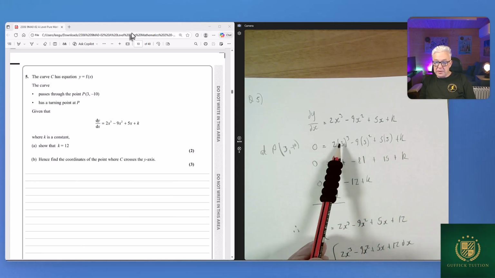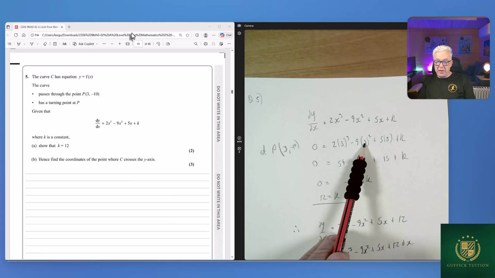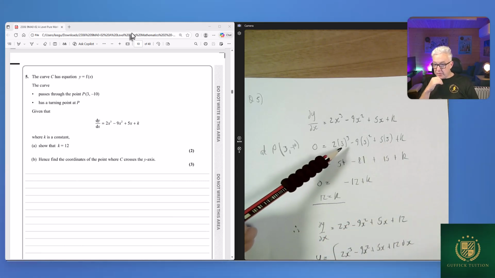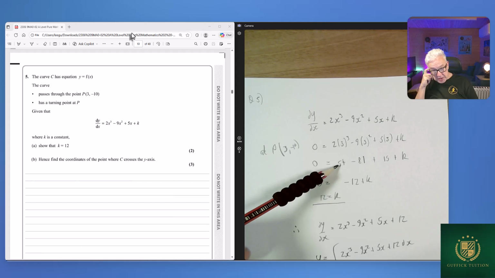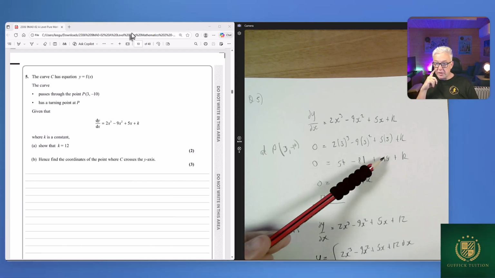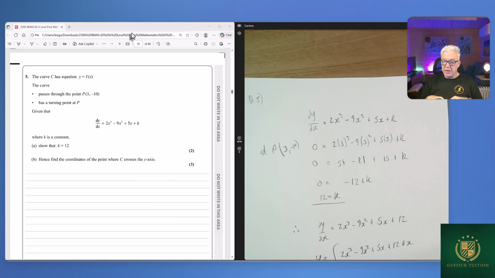So we have 2 times 3 cubed minus 9 times 3 squared plus 5 times 3. So 3 cubed is 27, 2 times 27 is 54, 3 squared is 9, 9 times 9 is 81, and 3 times 5 is 15. So that gives us minus 12 plus k equals 0, so therefore k equals 12, as required. So that's our part A done.